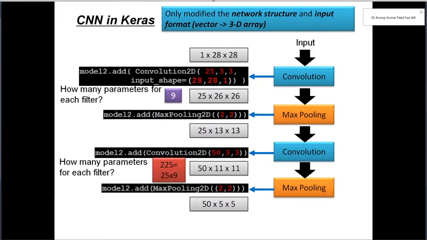So how many parameters have you learned? Here you have 3x3 filters, 25 of them. So you are learning only 9 parameters per filter, 9 into 25, so you are learning only 225 parameters. You see that for 28x28 in a traditional neural network, you will have more than 10,000 parameters which you have to learn.